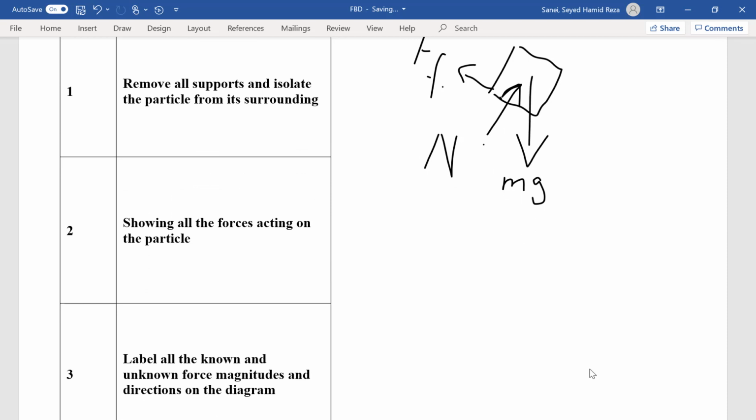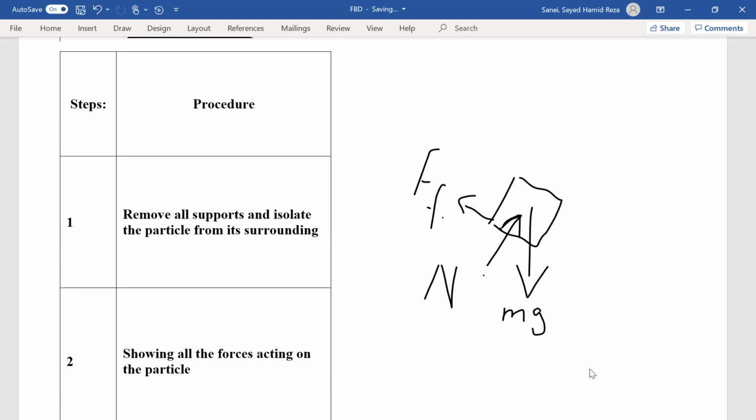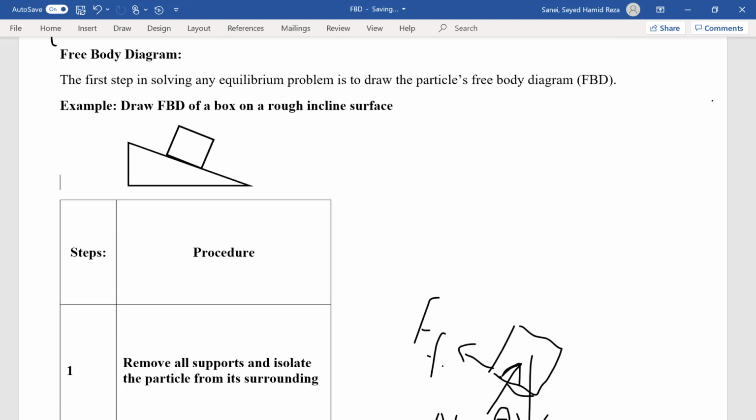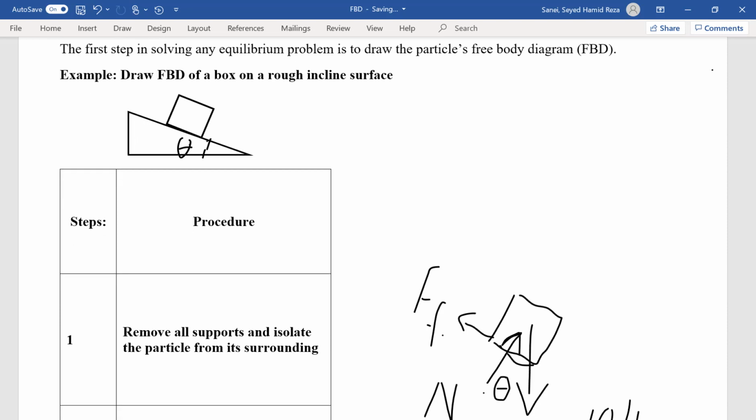The third step is labeling all the known and unknown force magnitudes and directions on the diagram. So if we know the mass, we can find the weight. Let's say the weight is 10 pounds, and then the angle here would be theta, the same angle as here, because those two lines are perpendicular to one another.